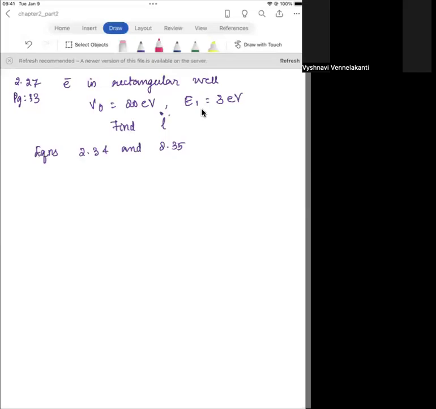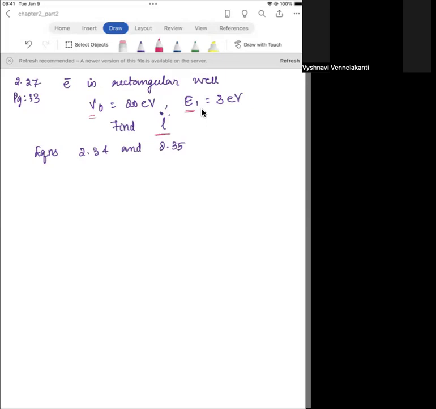Okay, so let's look at problem 2.27. Here we are looking at an electron in a rectangular well with a well depth of 20 eV, and the lowest energy level is 3 eV, and we need to find the width of the well.